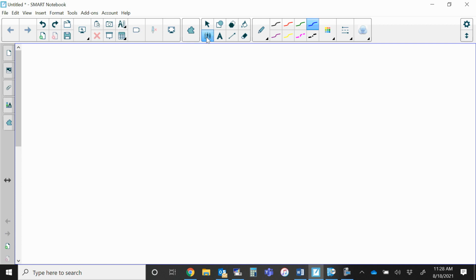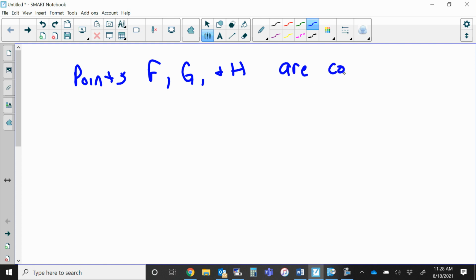I'm going to do something on purpose, and I love that the book did this too. So points F, G, and H are collinear. What did I just tell you with that statement? What does that mean? They are on the same line. Remember, I want you to take math terms that are sometimes confusing and turn them into your everyday vocab. If you can do that, that means you actually understand what you're talking about. So points F, G, and H are collinear. All they said is on the same line. It's a fancy way of saying that.